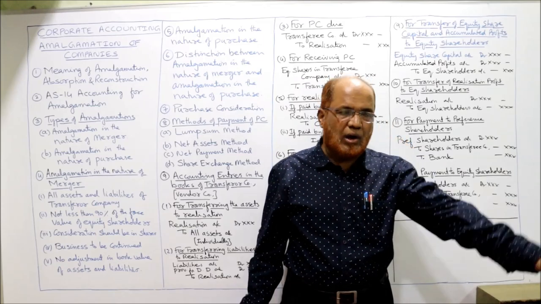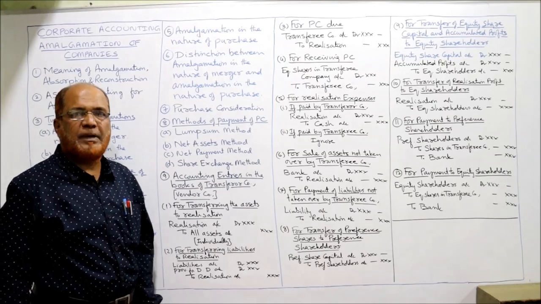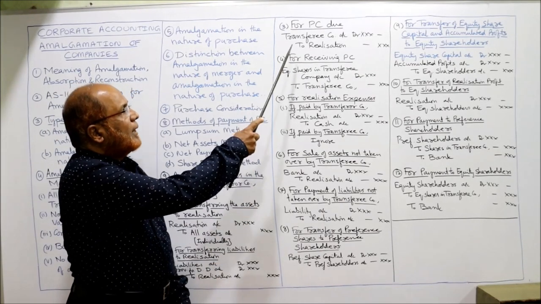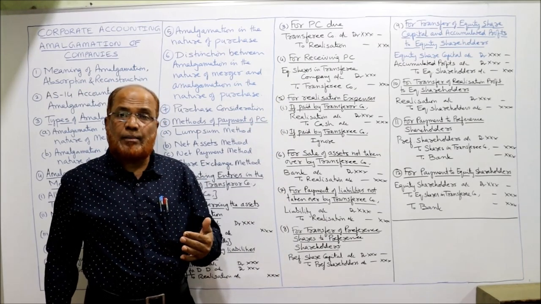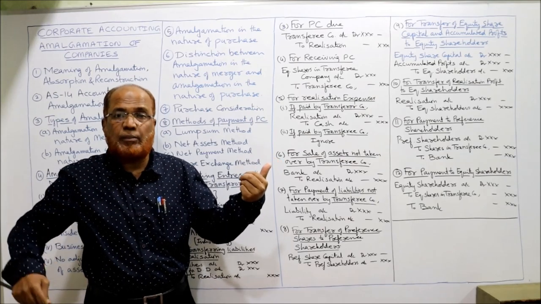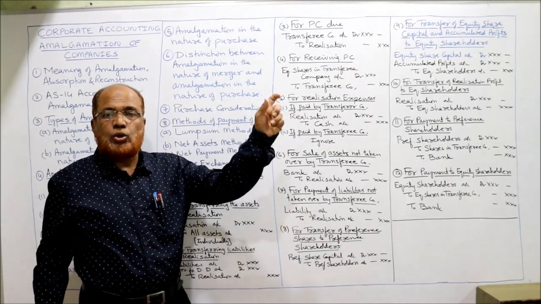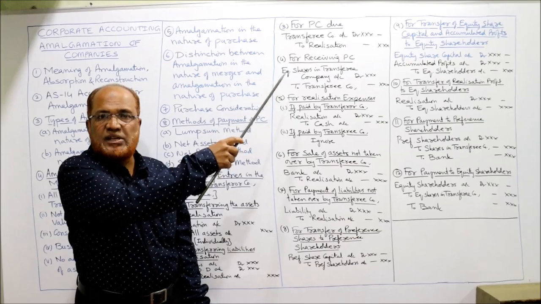Two entries are over. Now we'll come to the third entry, for purchase consideration due. For PC due, transferee company account debit to realization. Which is the transferee company? B Limited is the transferee company. I'm taking an example so that you can understand. Remember, B Limited is the transferee company. So B Limited account debit to realization. This is for PC due.